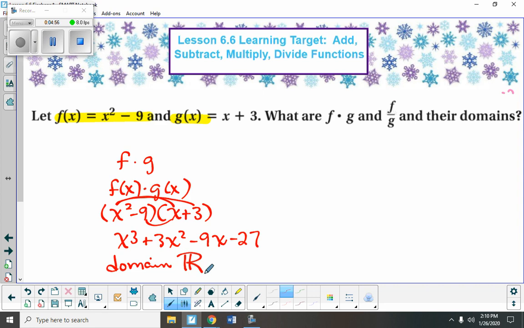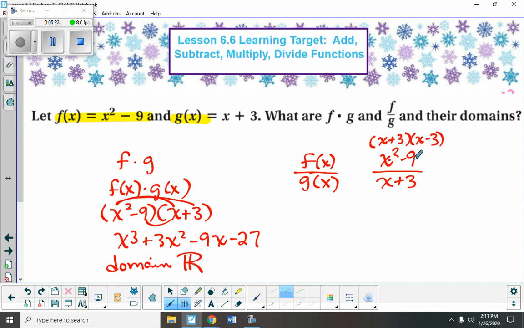And then f over g means f of x divided by g of x. So f of x is x squared minus 9. g of x is x plus 3. And we always want to simplify. Now, x squared minus 9 could be factored. So we'll do that. That would be x plus 3, x minus 3. That is the difference of two squares right there. So I'm just going to cross that out.